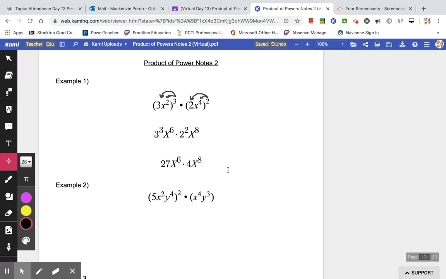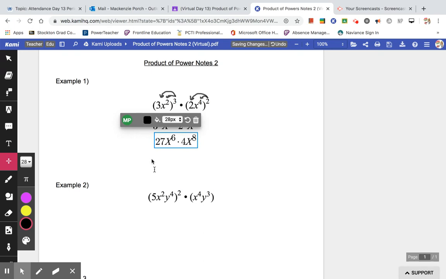So this is where this gets a little bit more tricky, and that's why it's really important that you show your work and show all these steps here. We actually now can multiply 27 times 4. So when we do 27 times 4, we're going to get 108. And now that we simplify the 27 times 4, we can simplify x to the 6th and x to the 8th by keeping the x and putting the exponent as 6 plus 8, which is going to be 14.